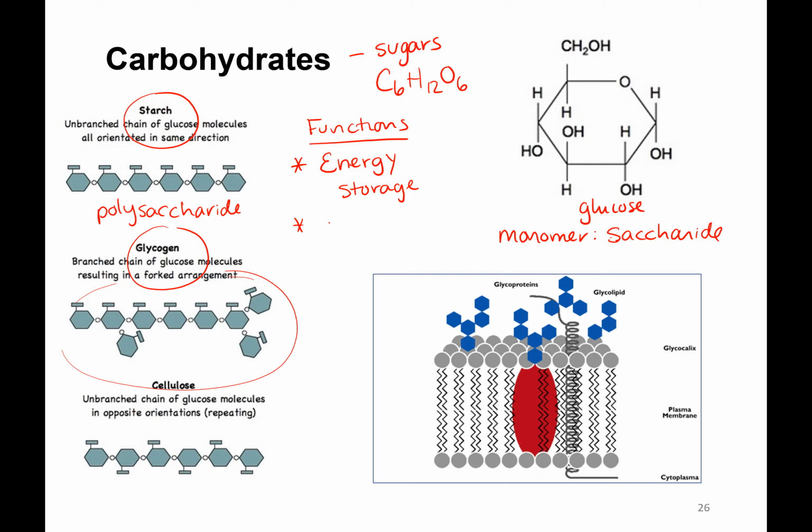Carbohydrates are also important for structure. So, for instance, cellulose is made up of a bunch of carbohydrate monomers hooked together, and cellulose makes up plant cell walls, so it allows plants to be rigid. Chitin is another type of carbohydrate polymer that's important for structure, so it makes like the hard shells of crabs.